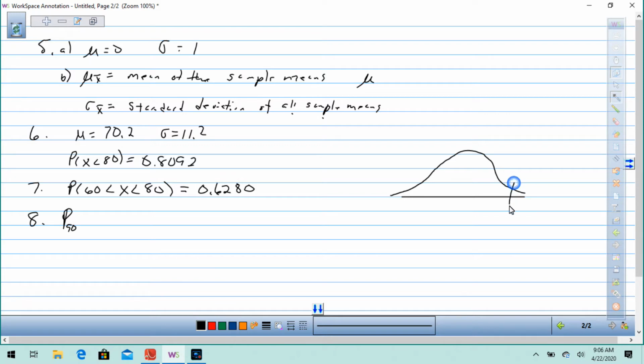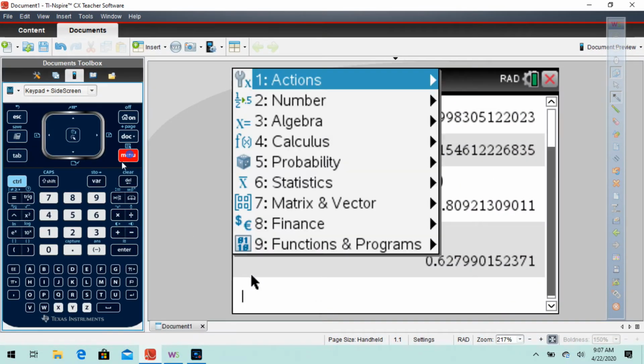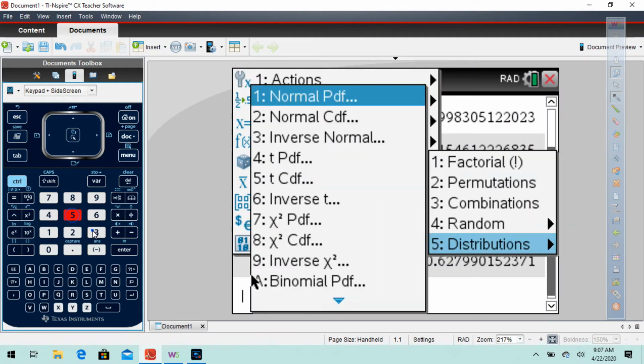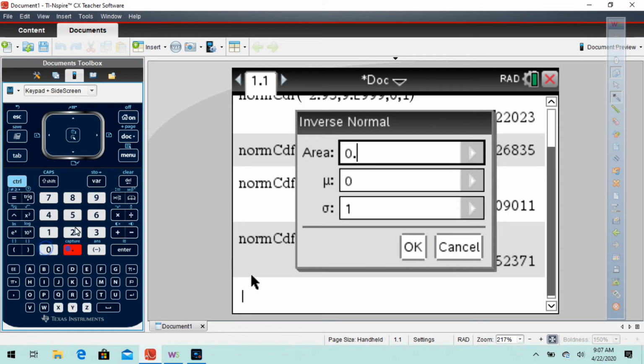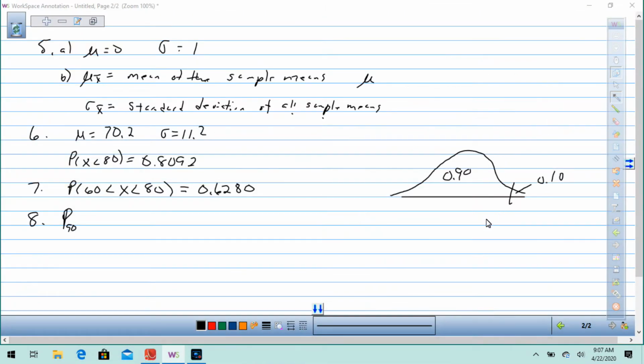And we'll put, okay, this is 0.90, and this over here is 0.10, and we're just finding that Z. So let's go in here, Menu 5, 5, 3, 0.9, and we get 1.28. So Z equals 1.28.